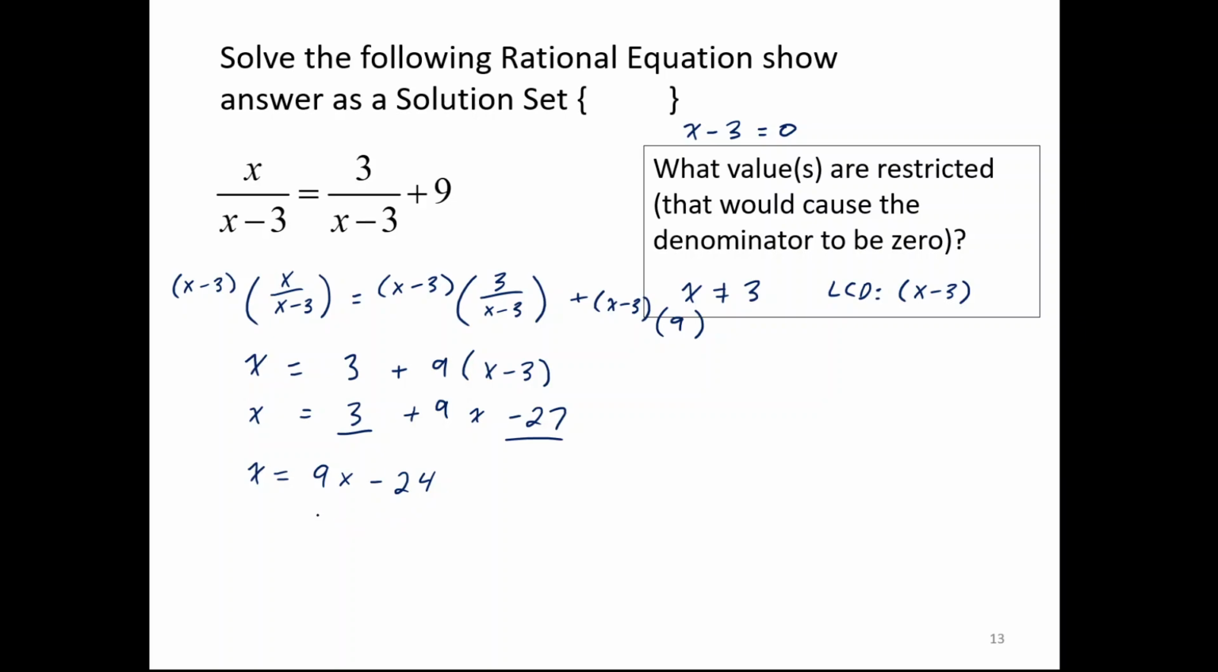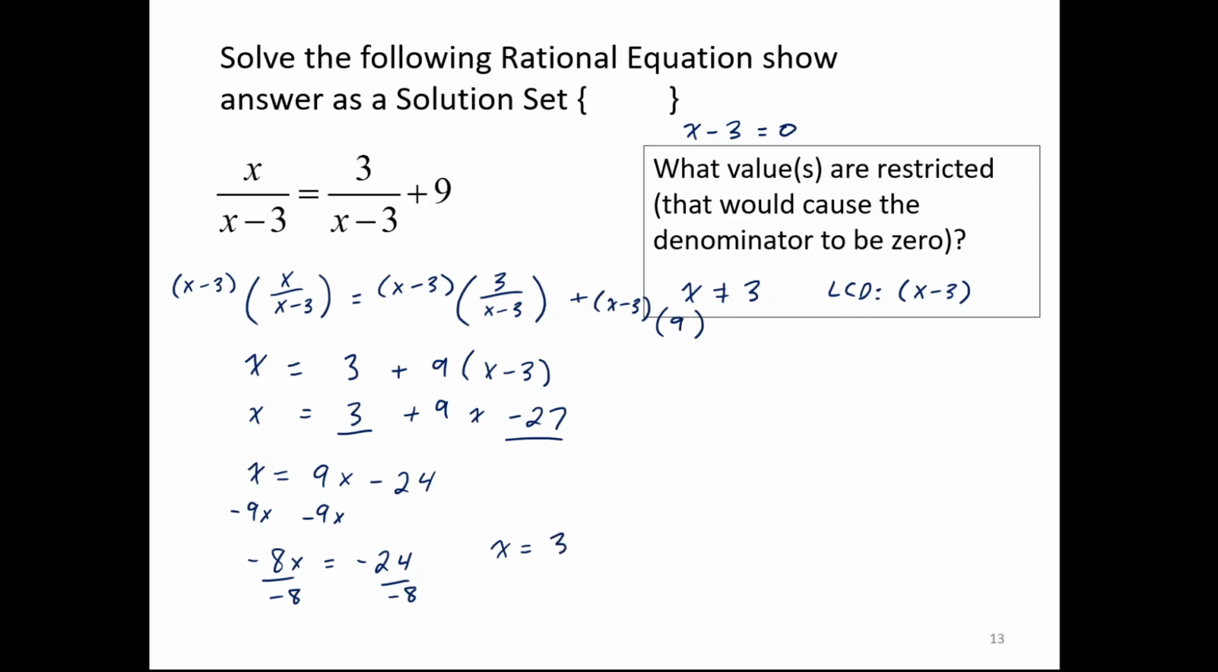And I believe I'll subtract 9x from both sides. So x minus 9x is negative 8x, and that will be equal to the negative 24 we have left on the right side. And then finally we can divide by negative 8 so that x is equal to positive 3.